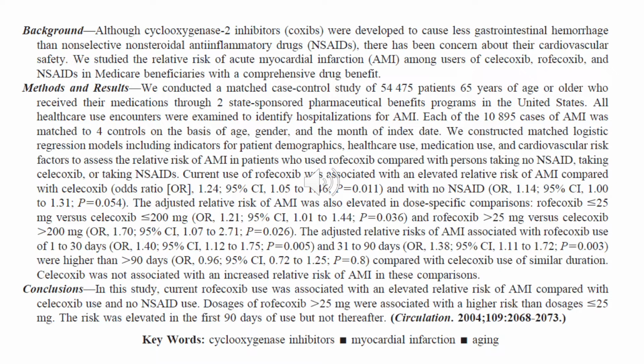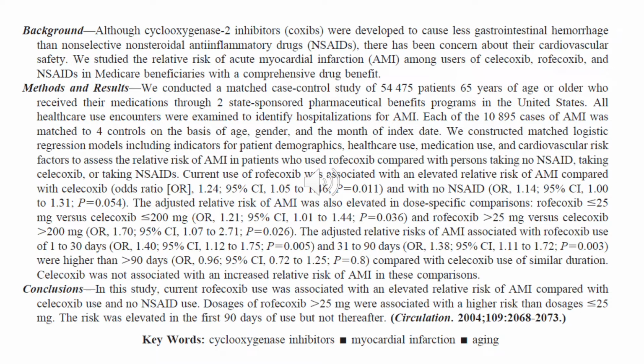They found that there are about 10,895 cases of acute myocardial infarction, and then they matched those cases with 4 controls on age, gender, and month of the index date. So then they conducted a matched logistic regression model in order to account for these patient confounders, including patient demographics, healthcare use, medication use, and cardiovascular risk factors. And then they assessed the relative risk of acute myocardial infarction in patients who use rofecoxib compared to those using no NSAIDs or taking celecoxib or taking NSAIDs.